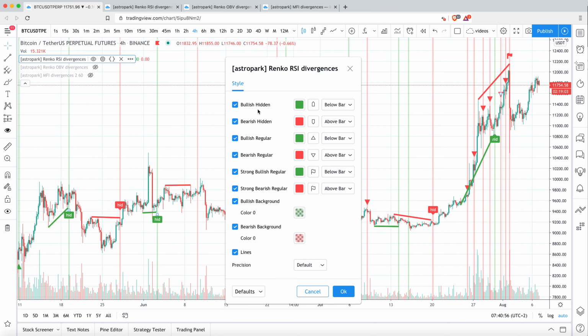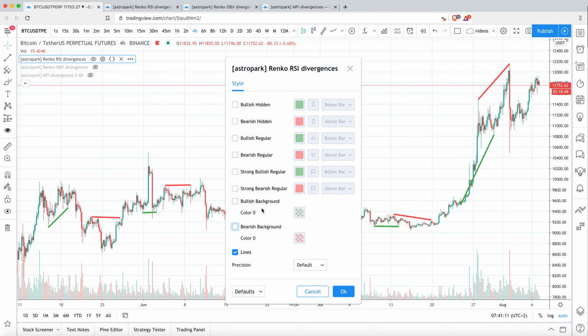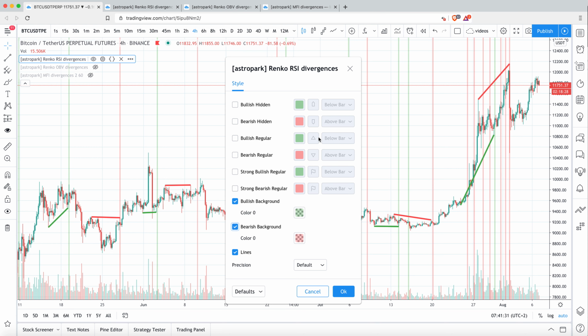Okay, here you can eventually enable or disable what you don't want to see. So these are the labels, the shapes, these the first six, and these are the backgrounds. If you are not interested, for example, in whether a signal is strong or normal, hidden or regular, you can simply disable this and keep the background enabled. Okay, but in my opinion I will leave everything like this.